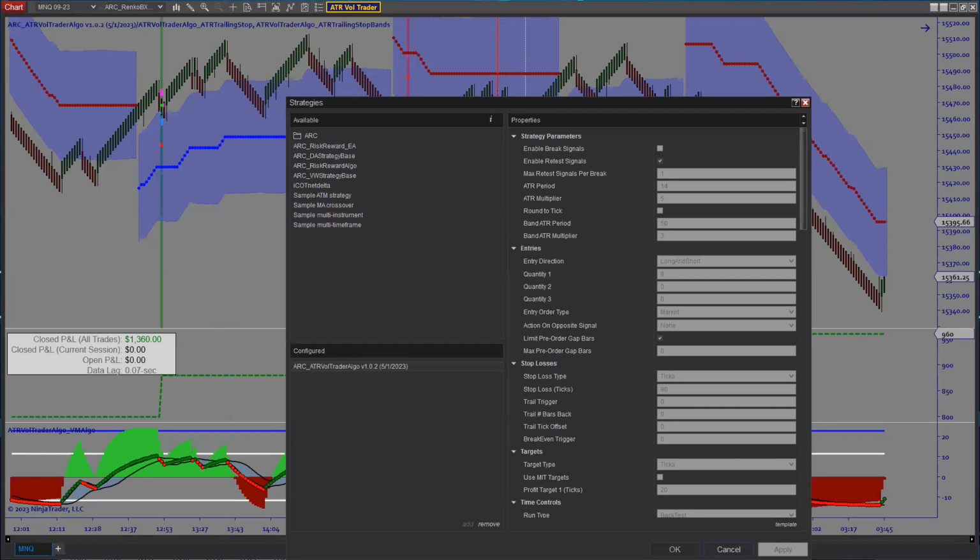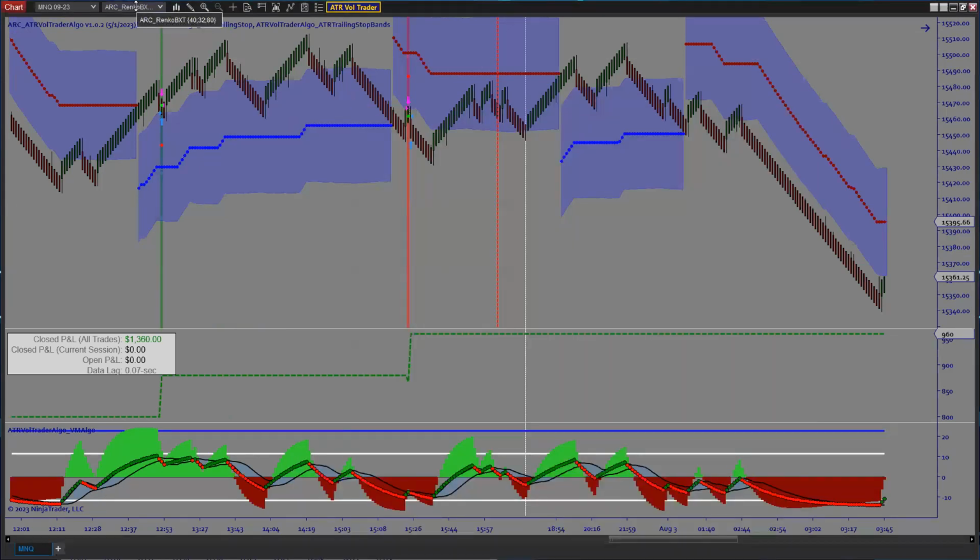Oh, the Renko settings, you mean? Yeah, the Renko bars are 40, 80, 32. Yeah, 40 brick, 80 reversal, 32 offset.